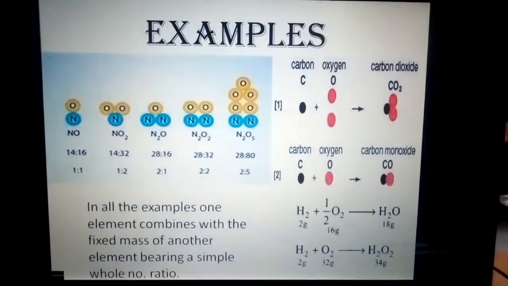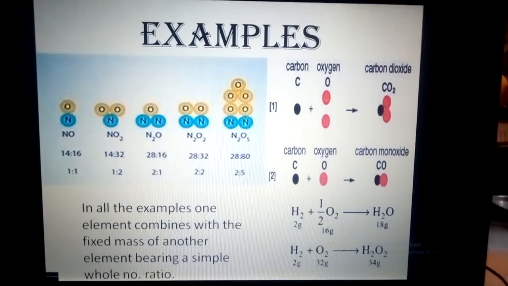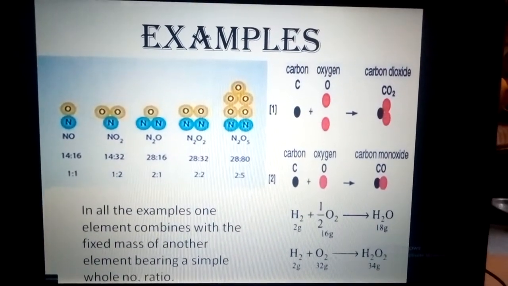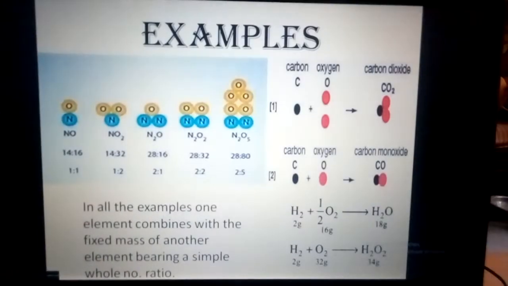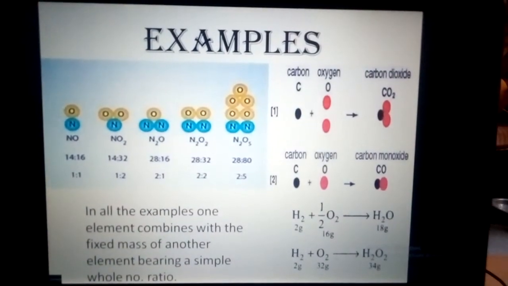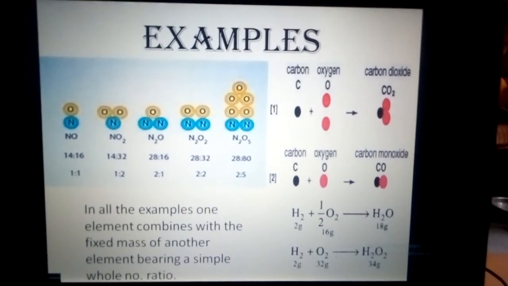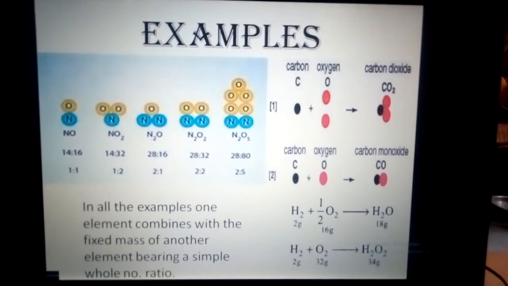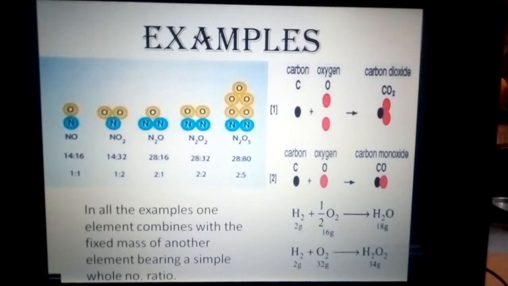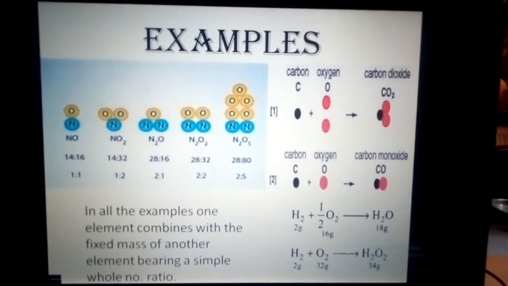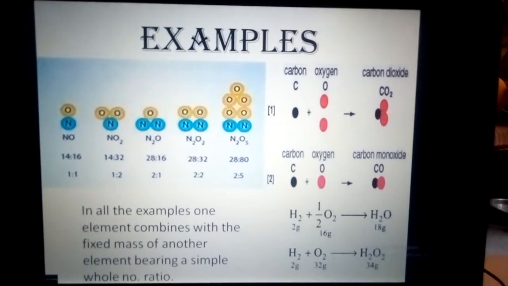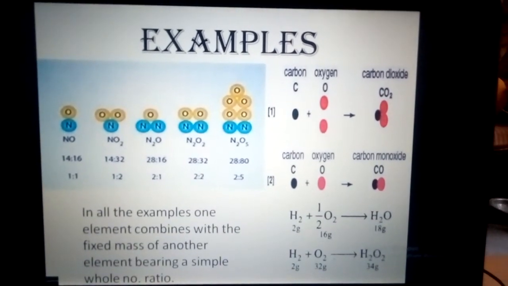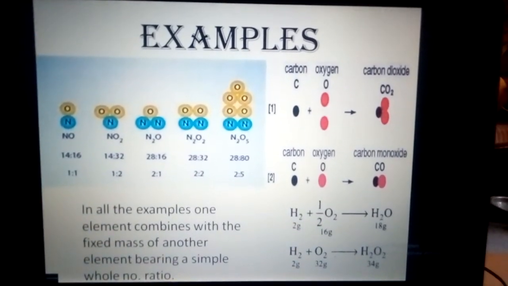For example, if we take 2 elements, nitrogen and oxygen, nitrogen and oxygen combine together to form more than two compounds like NO, NO2, N2O, N2O2 and N2O5. Here, if we fix the mass of one element, let's say nitrogen, then the ratio in which oxygen reacts with nitrogen to form various compounds is in small whole number ratio.